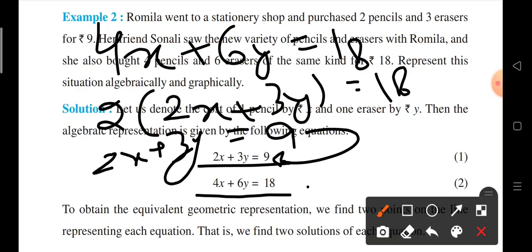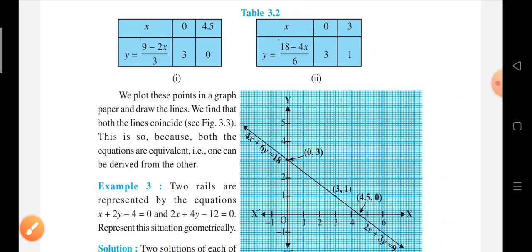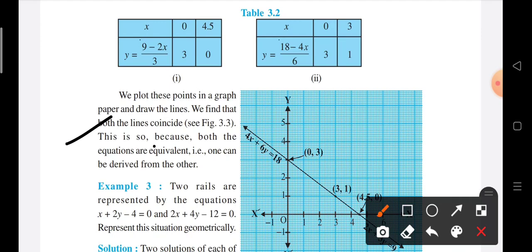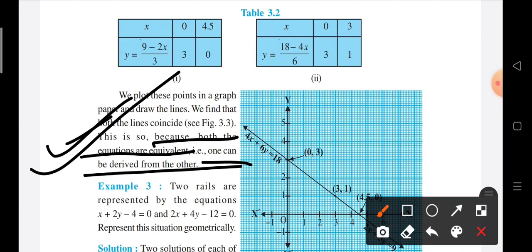So they want to say that both the equations are equivalent, that is, one can be derived from the other. Because both the equations are equivalent and one can be derived from the other, they are coincident lines when represented on the graph.